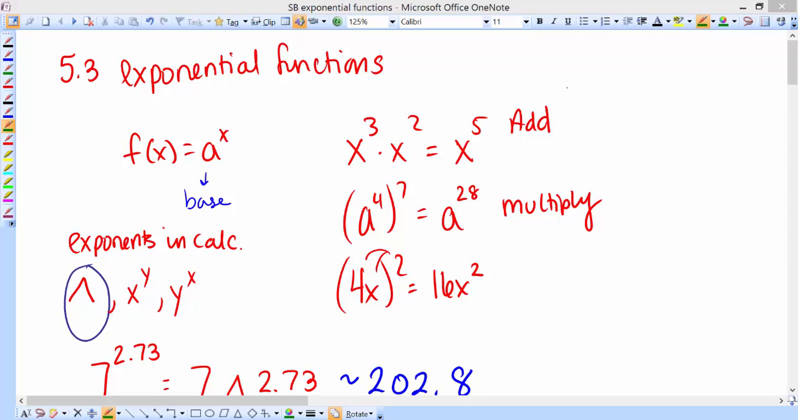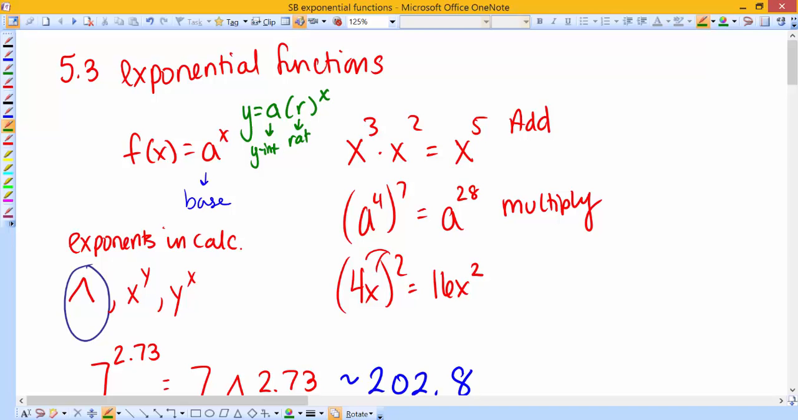Quick review on adding, subtracting, multiplying exponents. I'm not going to talk too much about this here with the add and multiply. f of x equals a to the x. That is how we are used to seeing this in Math 1, but with different variables. In Math 1, we see this as y equals a times r to the x, where a ends up being your y-intercept, your zero figure, and your r is your ratio, what you multiply by. So please don't think that this is going to be difficult stuff.